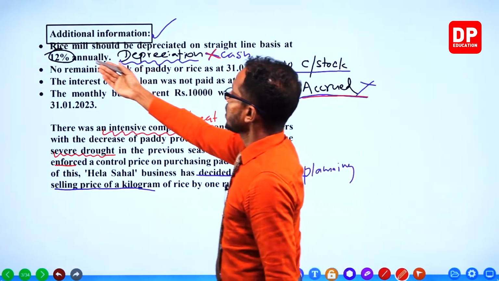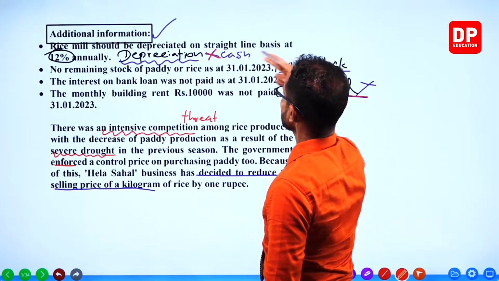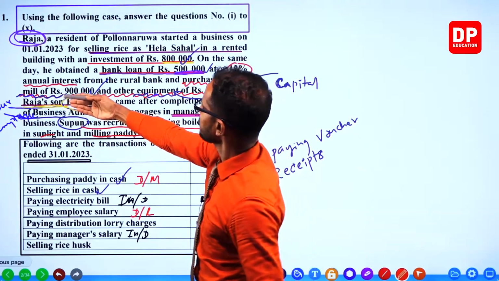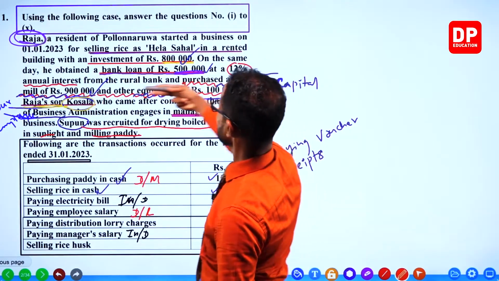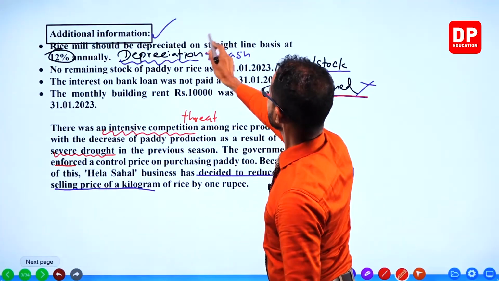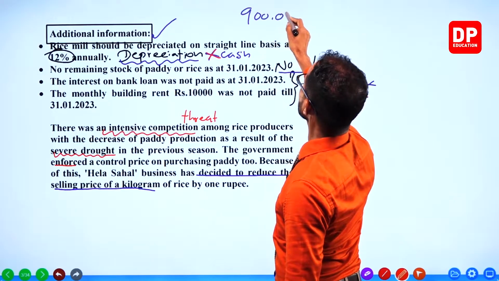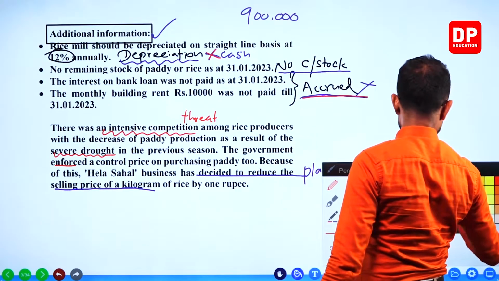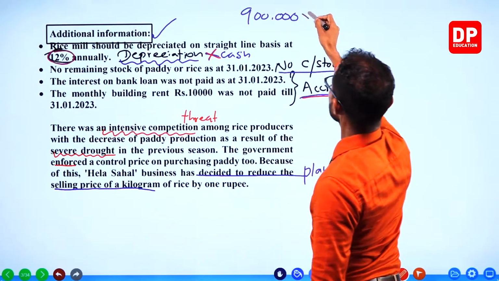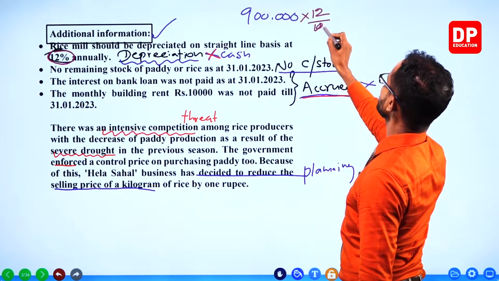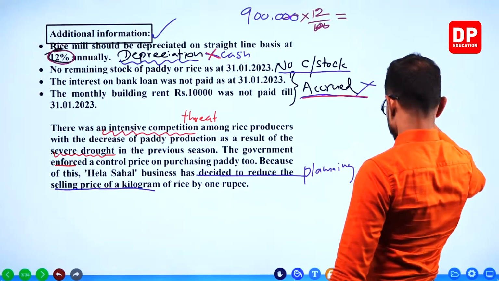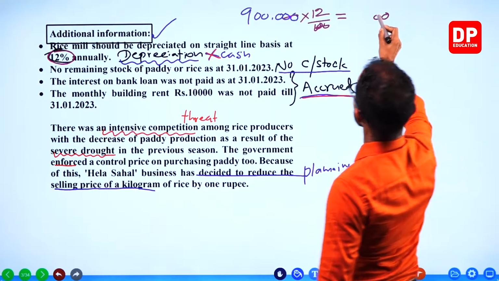Rice mill should be depreciated on straight line basis at 12% annually. We purchased a rice mill for 900,000. Take that 900,000 and multiply by the depreciation percentage, 12%. How much is it? Cut the zeros.